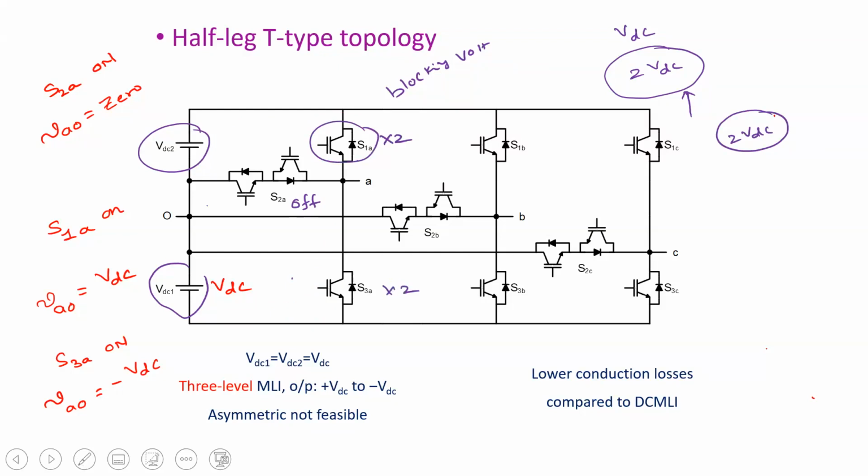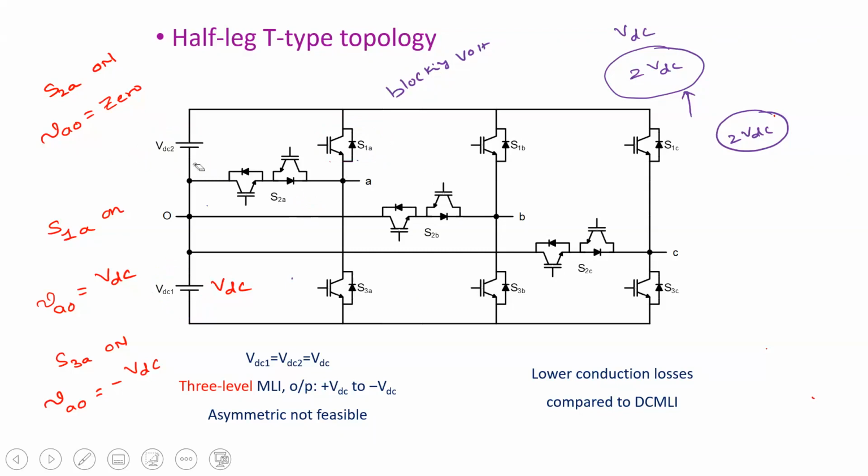Understood? Clear? Even though it looks like you have only one device, we replaced it with 2 devices here. So this is about the blocking voltages of these devices. It is 2 times, or it's supposed to be replaced with 2 devices. But if you choose a higher voltage device, then the conduction losses will be reduced.